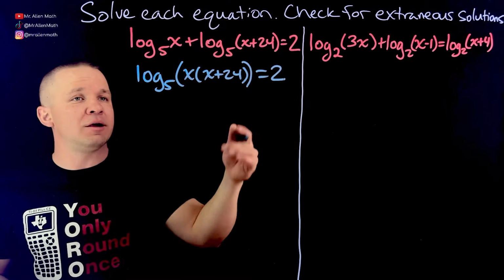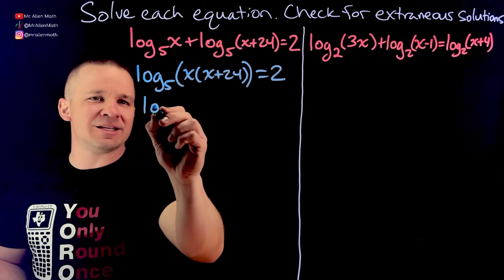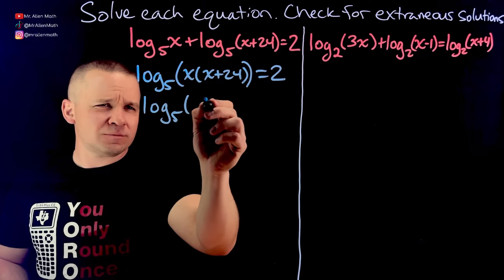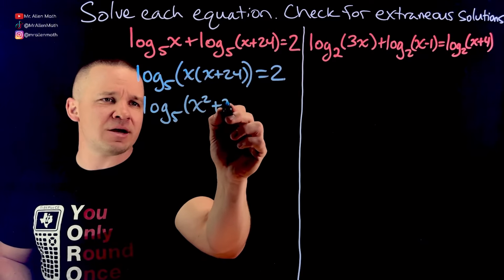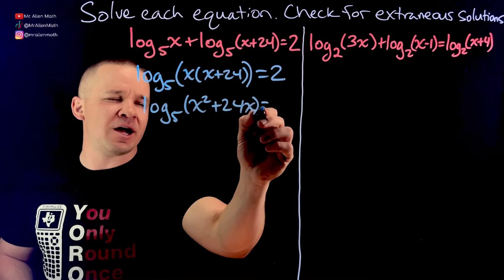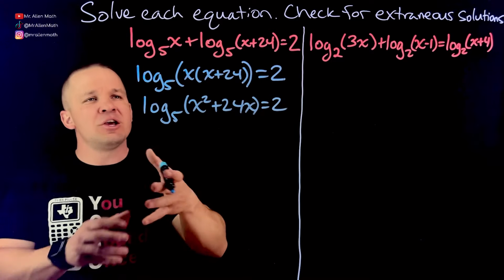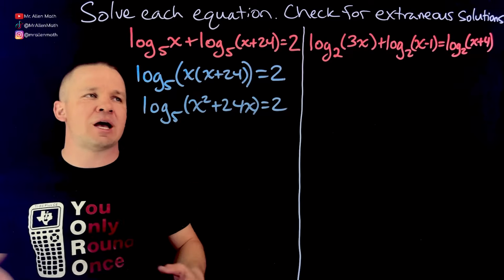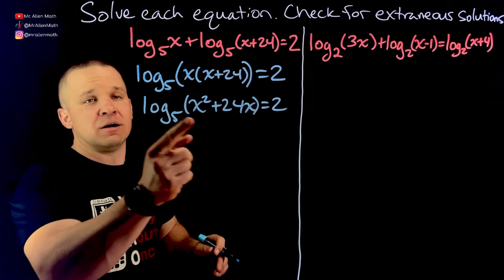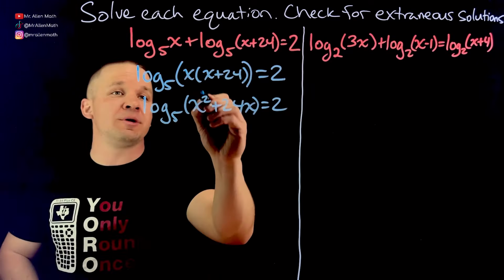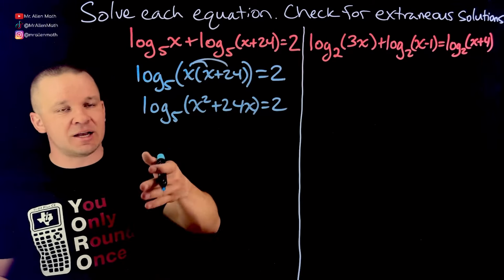All right, I got one log here. Want to go ahead and distribute on the inside. If you'd like, you could always jump down to the step that I'm at right now. You can do that distribution on the fly. I like to show all the steps in these videos just in case you're like, how'd you get here? I got here, and then I got here. Distributed that x into the x plus 24.